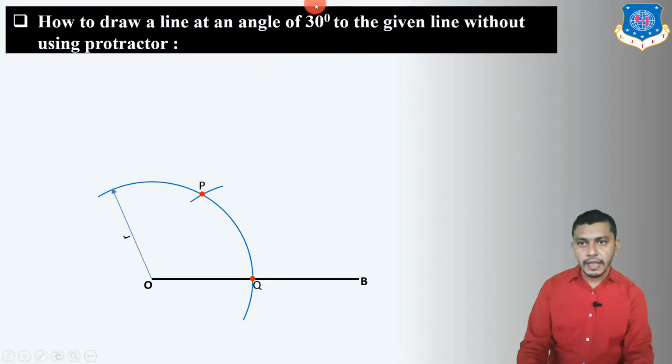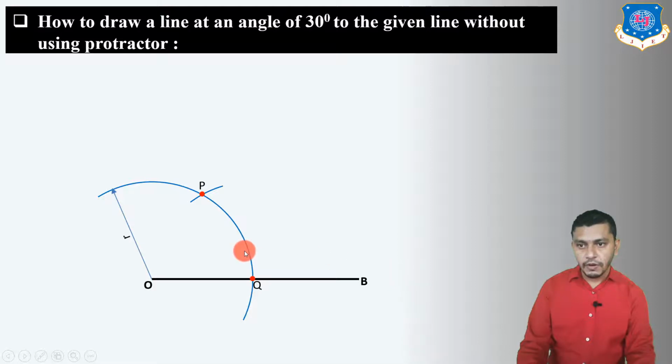But here we need to draw a line at an angle of 30 degree. So what we have to do is draw the bisector of this angle POB. If we connect PO, then the angle POB will be 60 degree, and if we draw the bisector of that angle, it will be 30 degree.